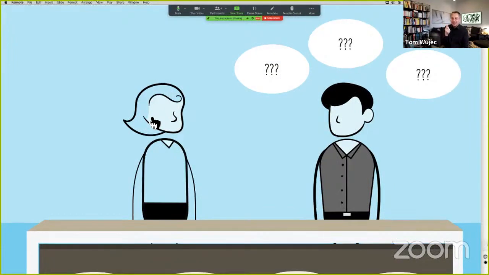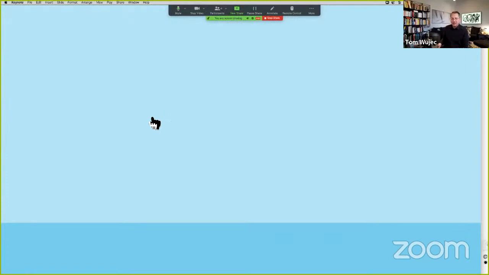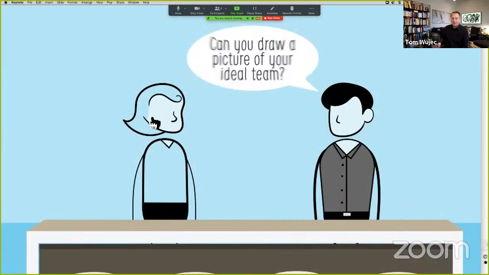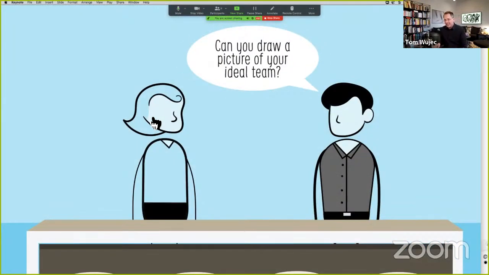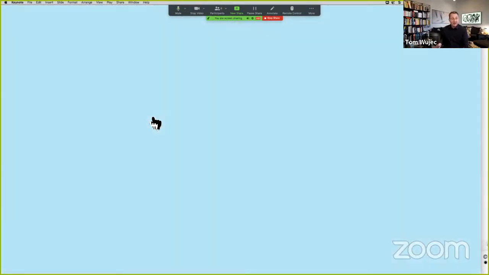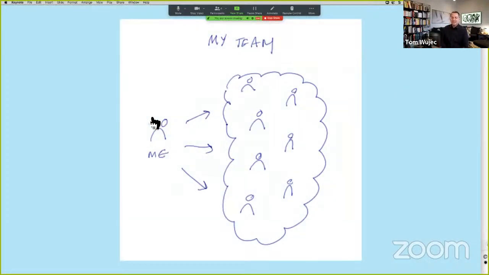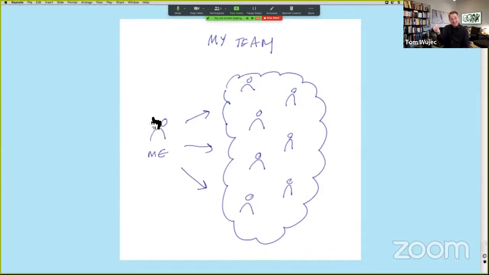But then I asked her, could you just draw me a picture of what your ideal team looks like? And she said, yeah, I got it. It looks like this. And this is what she drew: a picture of herself, me, and then a bunch of people with lines around it, three arrows. What would you say to her? So this is her mental model. She was quite enthused by it.